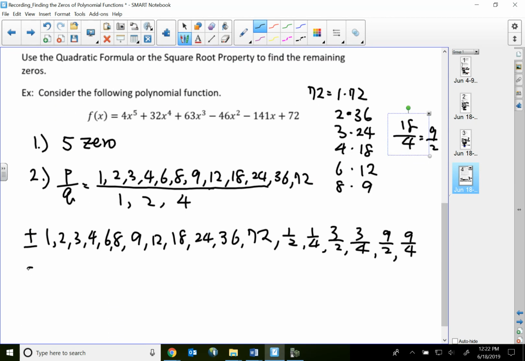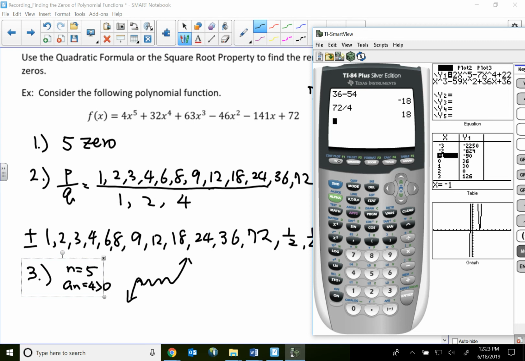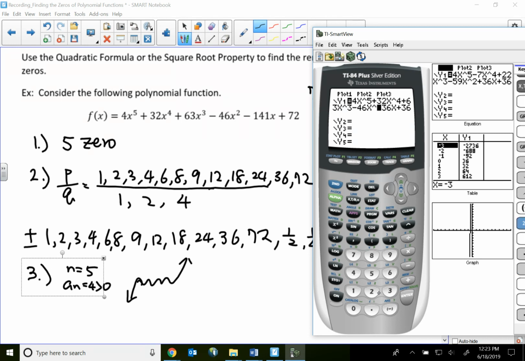All right, what should my graph look like? I think this is the same as the previous one. Degree is odd. Leading coefficient is positive, so there'll be a scribble, scribble, scribble. Right side goes up, left side goes down. All right. Oof. 4x to the 5th plus 32x to the 4th plus 63x to the 3rd minus 141x plus 72. Okay.